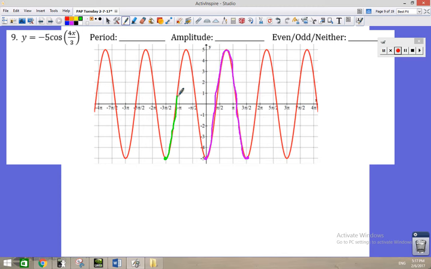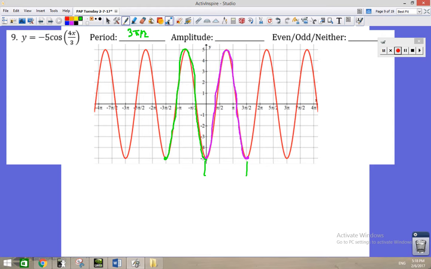So here to the left, that up and down pattern is right there. And the distance from this point, the x-coordinate from this point to this point, 3 pi over 2 minus 0, hey, this period is 3 pi over 2.